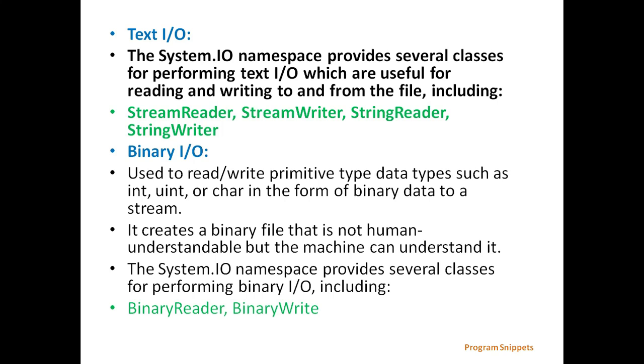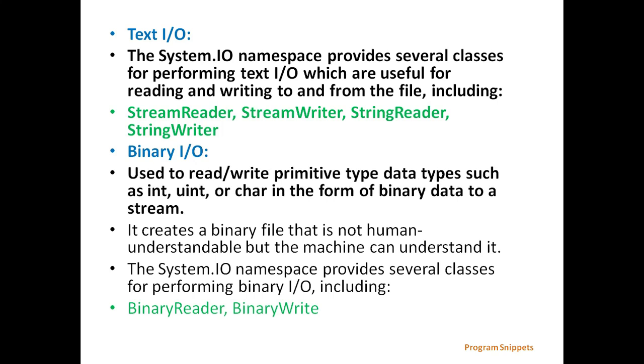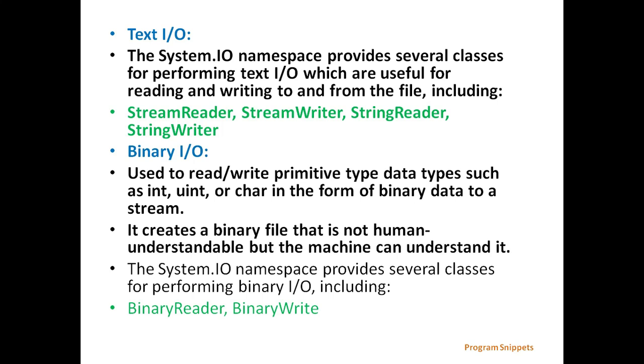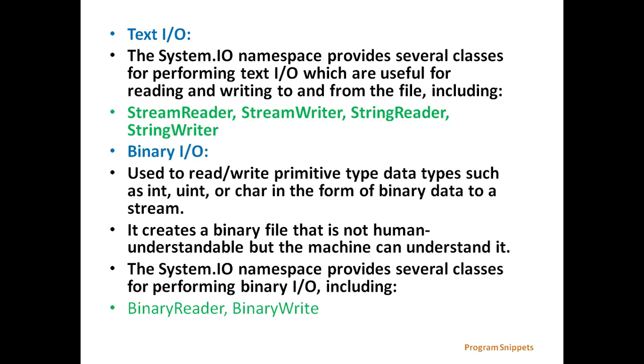Then binary input-output. These are used to read and write primitive data types such as int, char in the form of binary data to a stream. It creates a binary file that is not human understandable, but the machine can understand it. The System.IO namespace provides several classes for performing binary input-output, which includes BinaryReader and BinaryWriter.